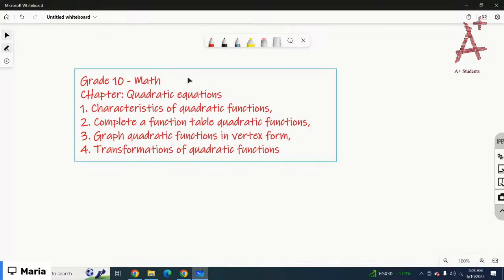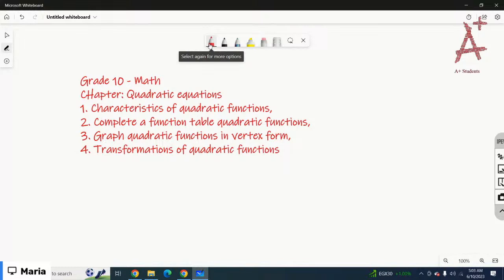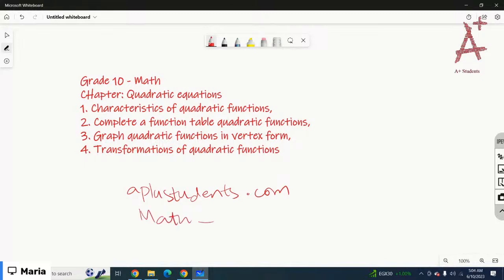So we are here for grade 10 math. You can find all the lessons on aplusstudents.com. You have to log in there using your email address, and the password is provided by the administrator. Then you have to select math from the subject tab, scroll down to grade 10 and then click on view all lessons. So there you can find the list of the chapters.